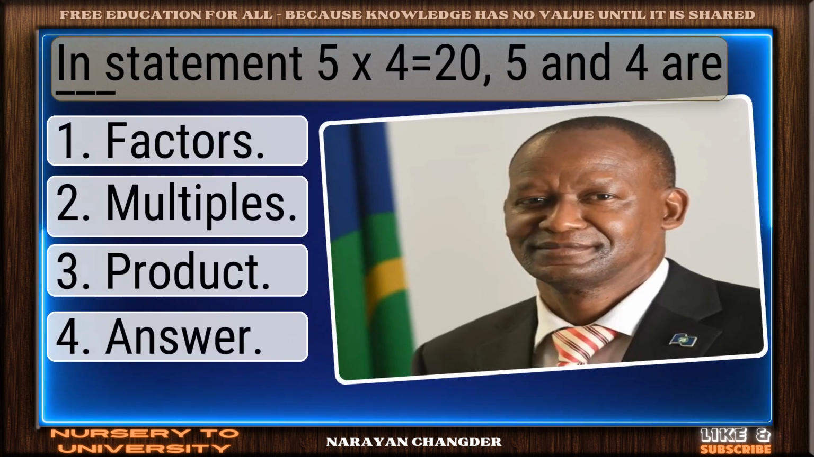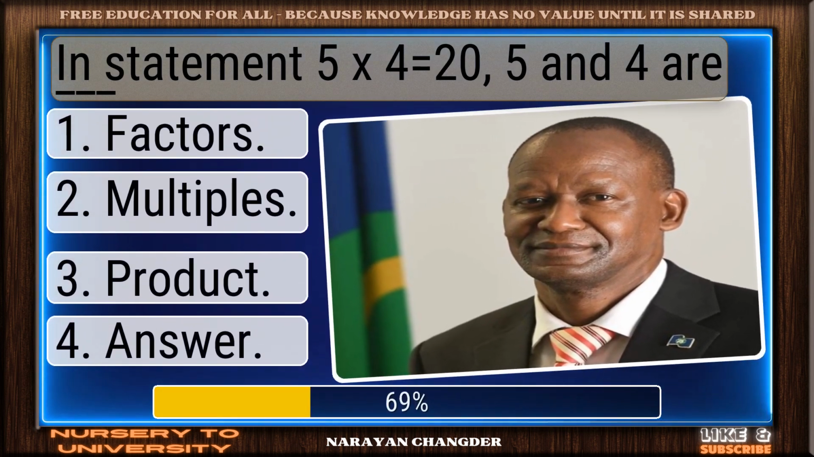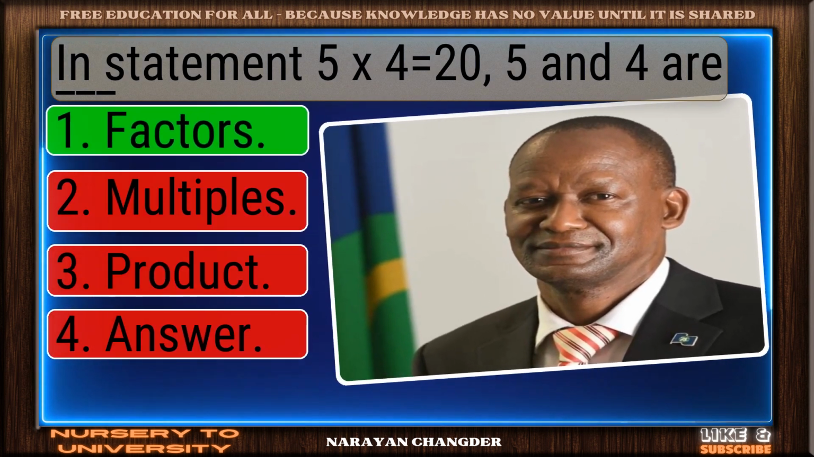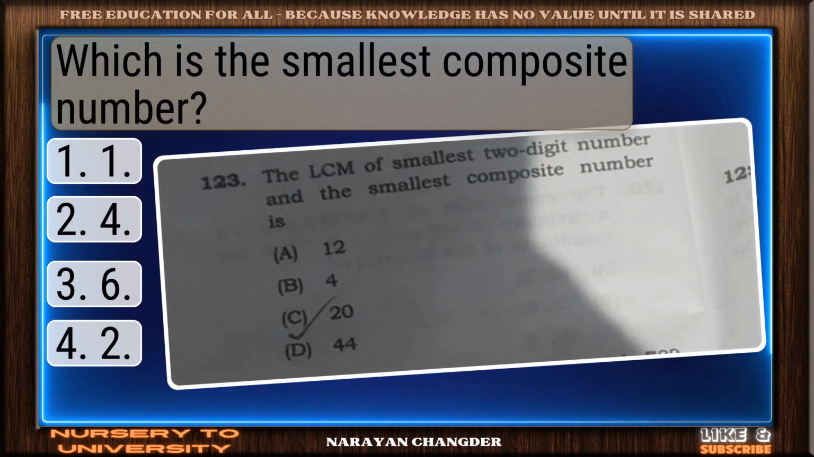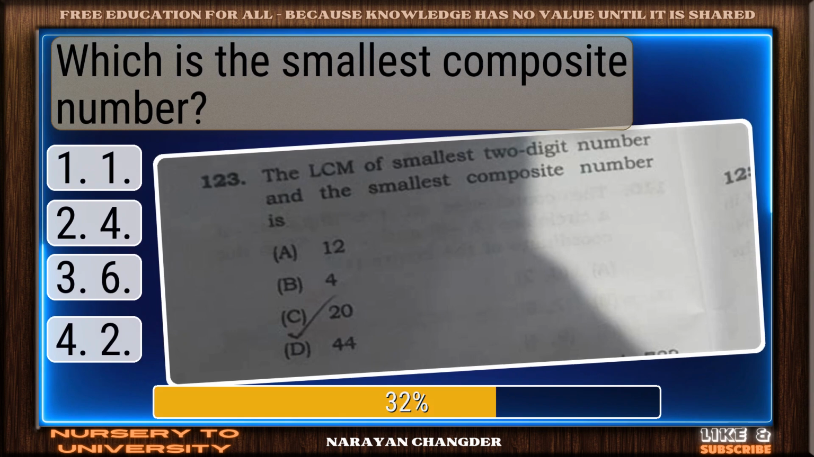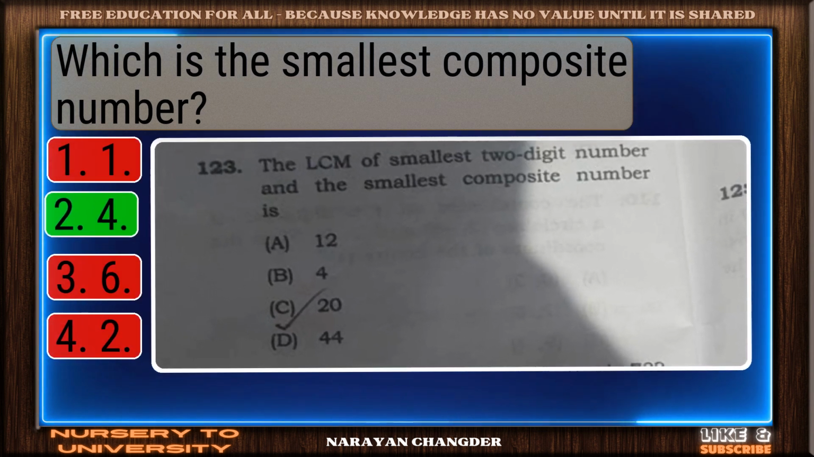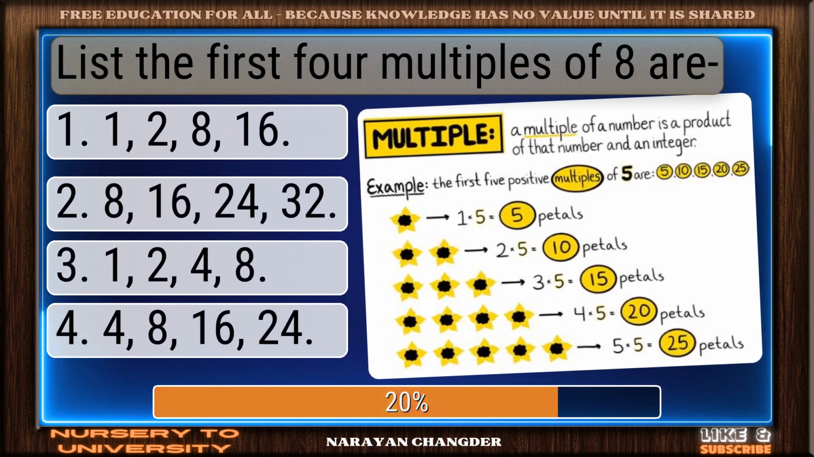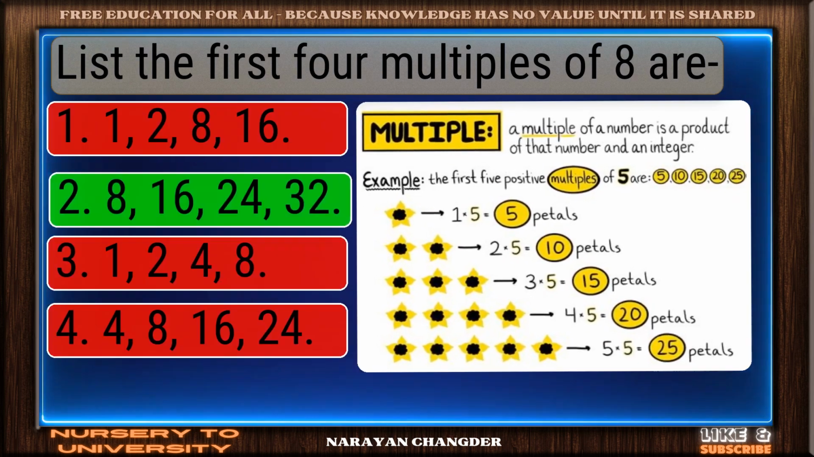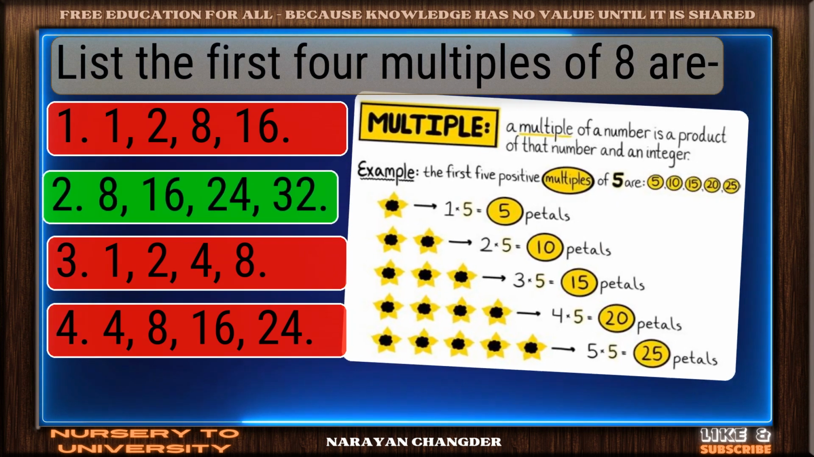In statement 5 x 4 equal to 20, 5 and 4 are dash. Smart move. Factors is an accurate answer. Which is the smallest composite number? Excellent. 4 is a brilliant choice. The first 4 multiples of 8 are? Well picked. 8, 16, 24, 32 is the correct answer.